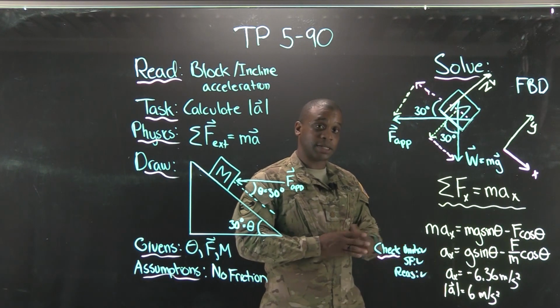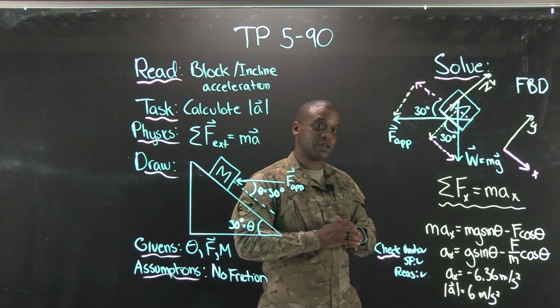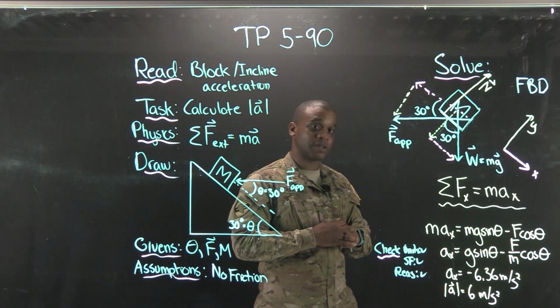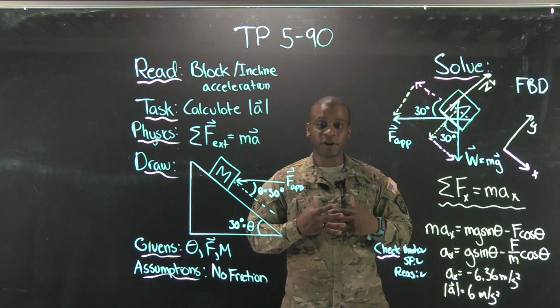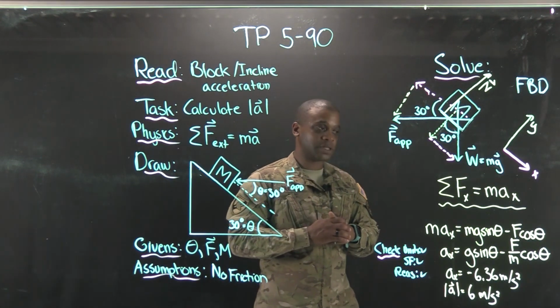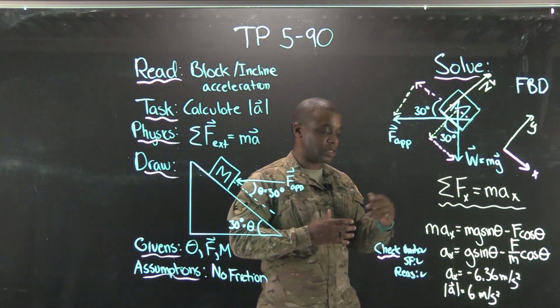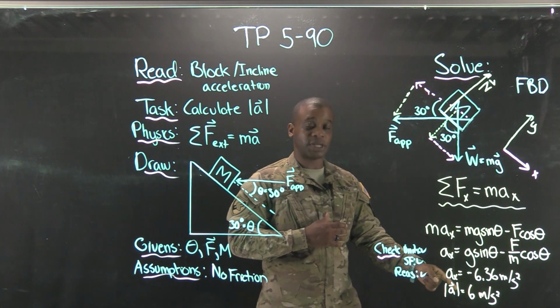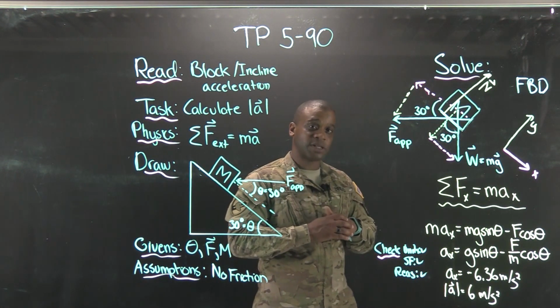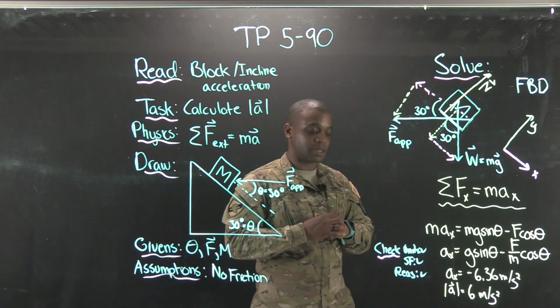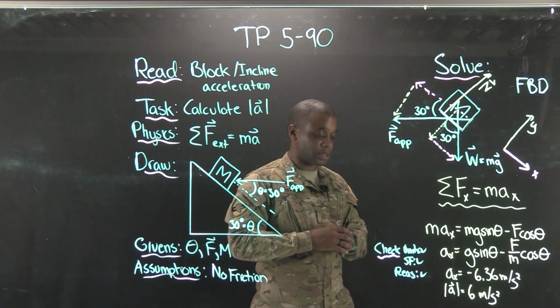What we get is negative 6.36 meters per second squared is the acceleration of the block. Now, remember, the problem statement asks us to find the magnitude of that acceleration, and the magnitude of that acceleration is 6 meters per second squared. It is 1 sig fig because that was the least amount of sig figs that we had in the problem statement. So let's do a quick check.